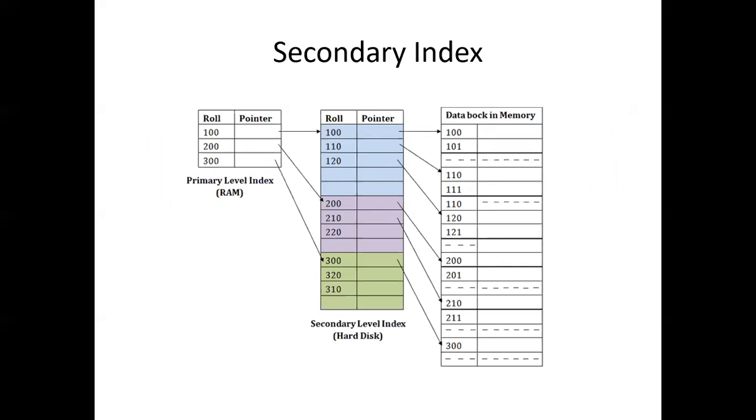The primary level index file contains two fields, row and pointer, and it is stored in RAM or primary memory. The secondary level index file also contains row and pointer, but in a broader way. The secondary level index is stored in the hard disk, and in the secondary level index file the pointer points to the main table data block in memory. So this is an example of secondary indexing.